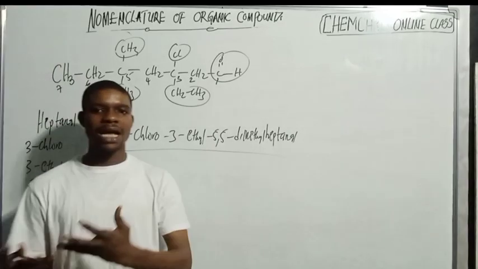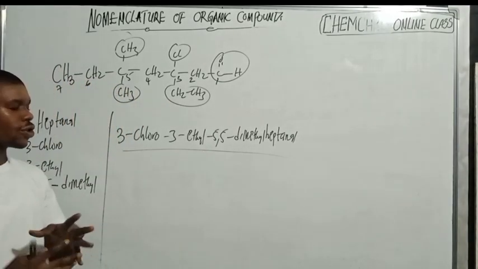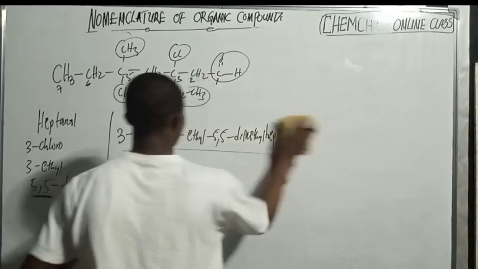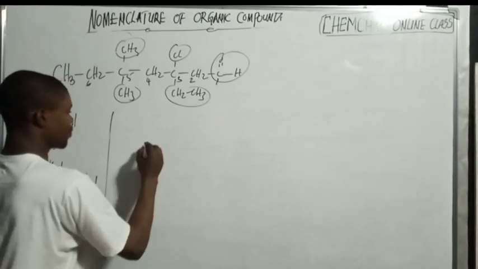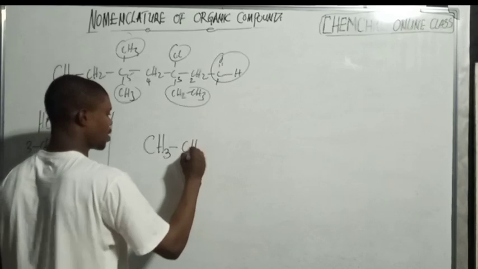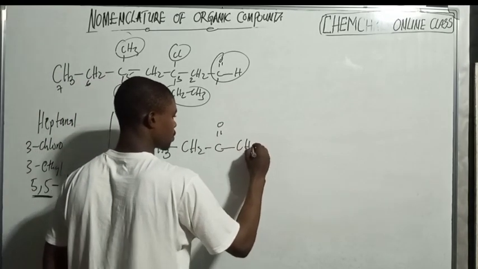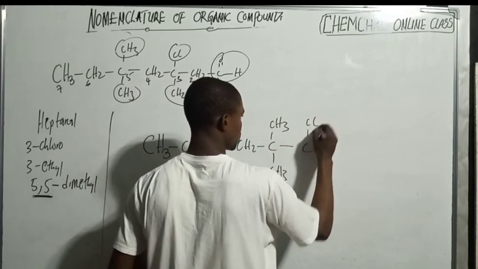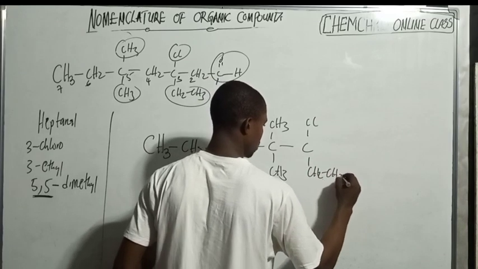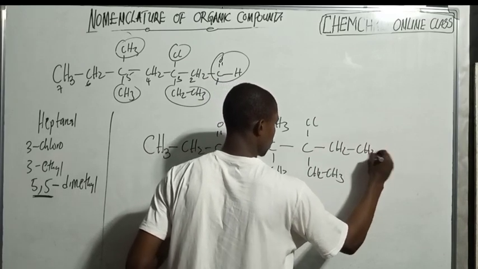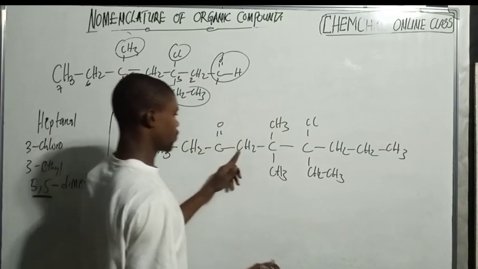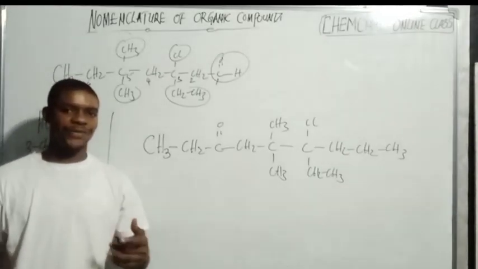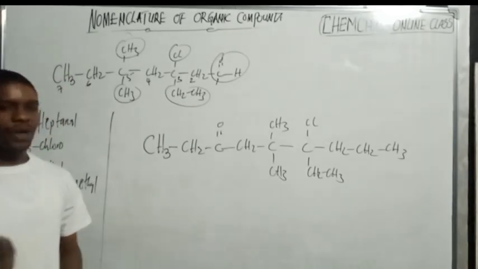So there's no other way you can start naming this thing here. So just look at the structure and master it. So let's look at the ketones. For example, here we have CH3, CH2, C. Okay, now look at this other one here. You can quickly pause the video and try this yourself and see if you get the answer.